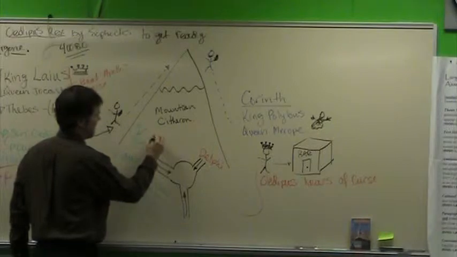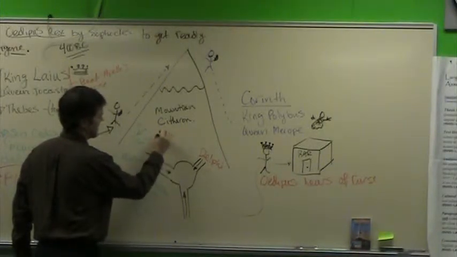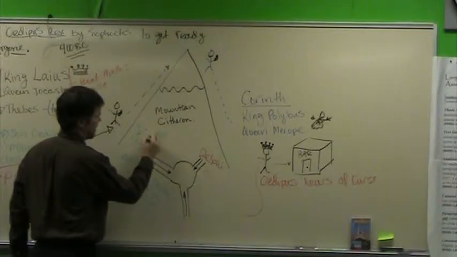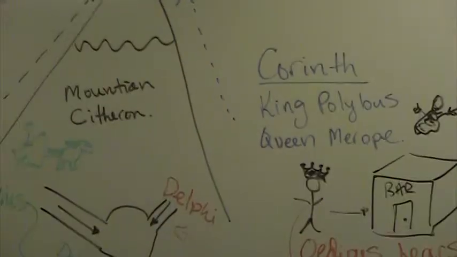Laius in his chariot is my horse. Wind blowing out because he's racing along. It's a pony. It is a pony.